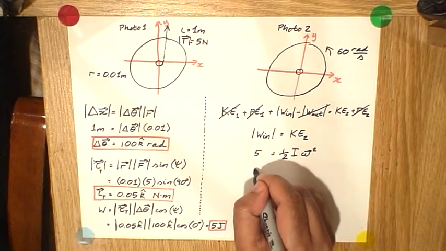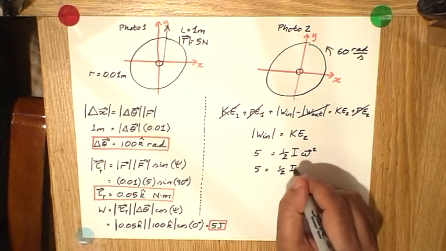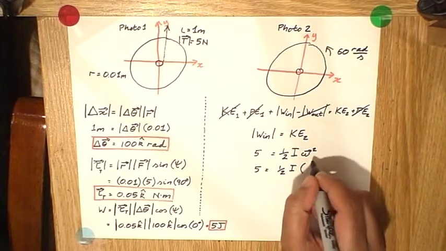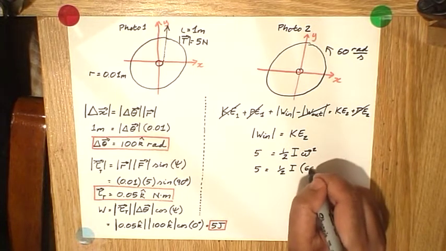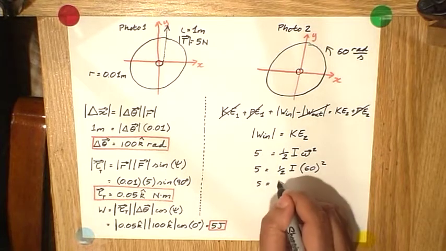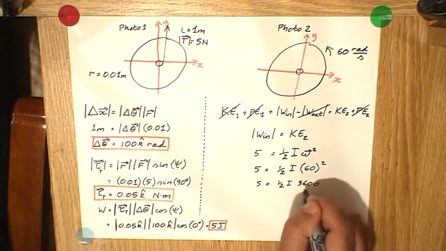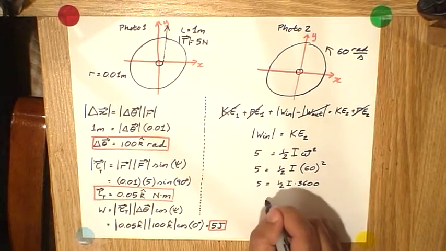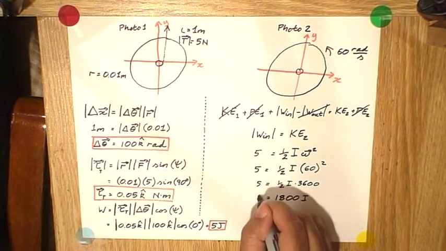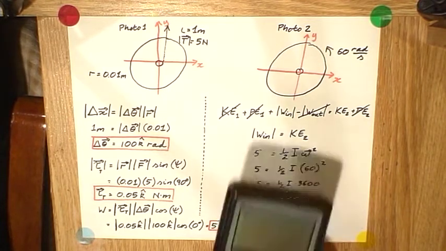So, it's just substitution. 5 is equal to 1/2 times I, that is the moment of inertia, the difficulty of changing the spin rate, multiplied by the spin rate itself, 60, squared. So 5 is equal to 1/2 of I. 60 squared is 3600. And half of that is going to be 1800. So all we have to do is divide both sides by 1800, and that'll give us the moment of inertia.